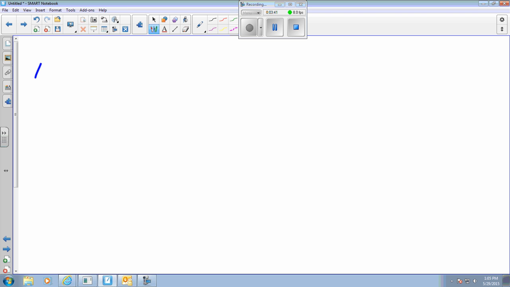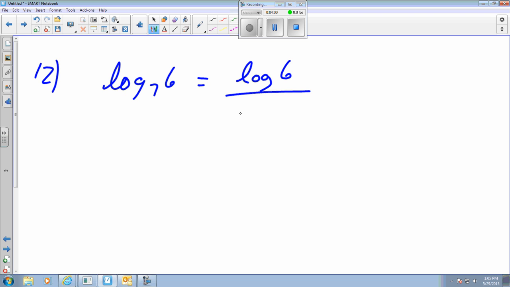Number 12. Use the change of base formula to calculate log base 7 of 6. My change of base formula says that this would be log base 10. Remember, we don't write base 10 when we do log base 10. Divided by log base 10 of 7. And let me put that into my calculator. I get 0.92.